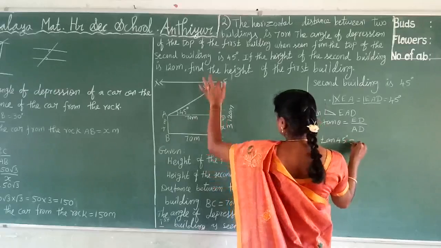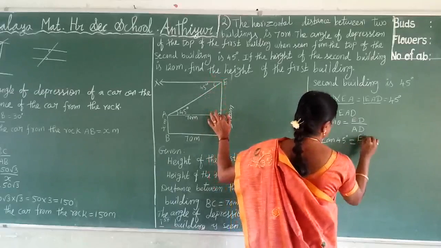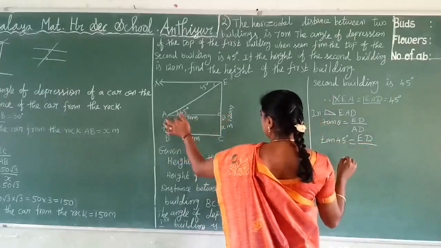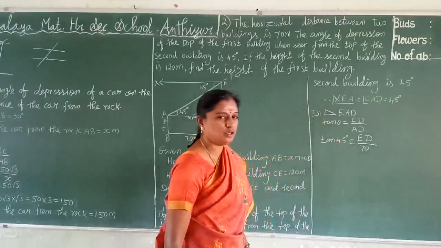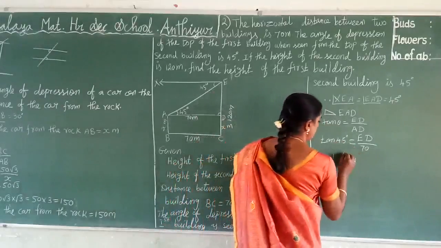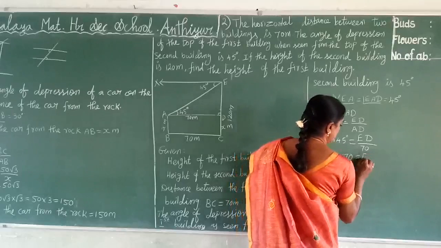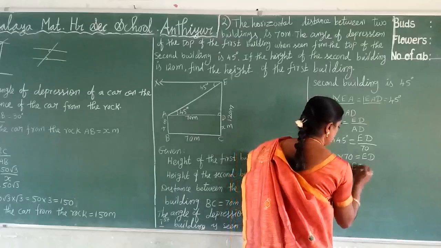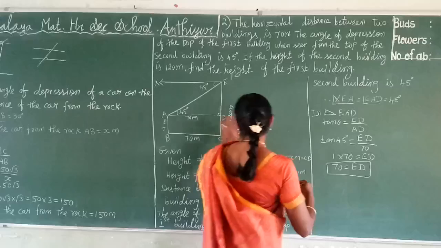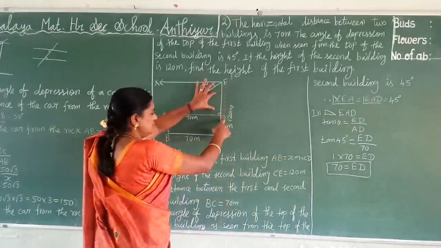So here tan 45 degree is equal to ED, we don't know, so ED write as it is, by AD, which is 70 meter. So tan 45, the table value is 1. 1 over denominator 70 comes inside, numerator is equal to ED. 1 into 70 is 70. So ED is 70. See the diagram, ED is 70.